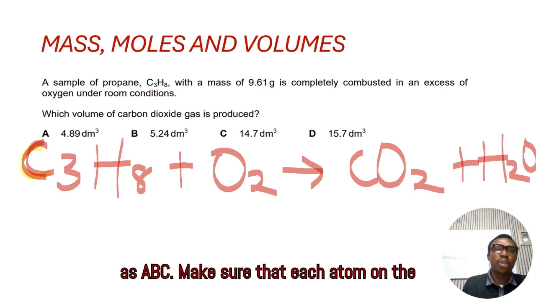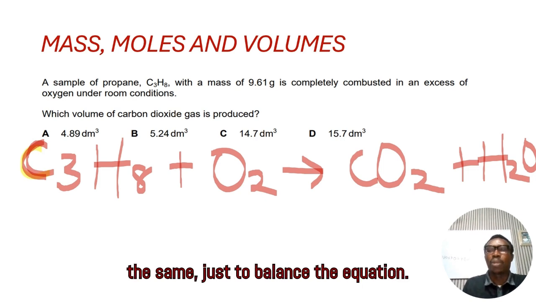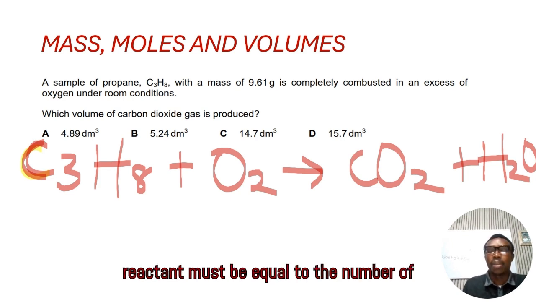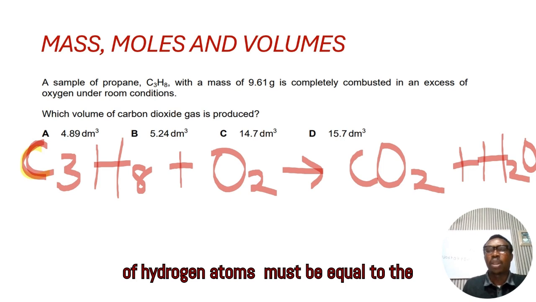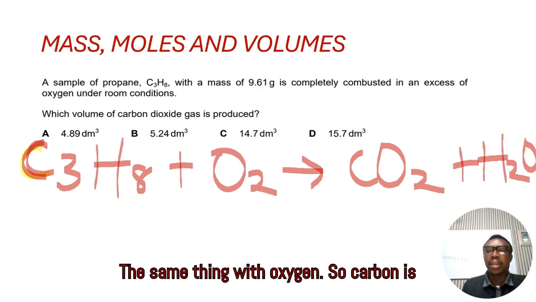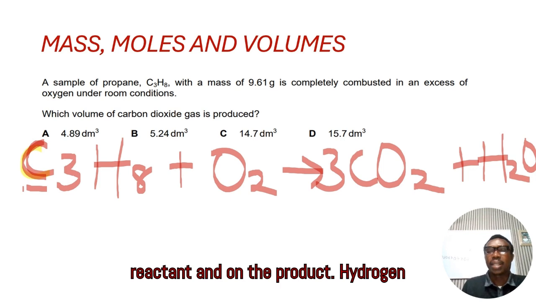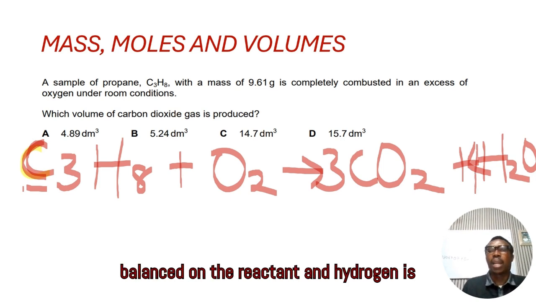Make sure that each atom on the reactant side and on the product side are the same, just to balance the equation. The number of carbon atoms on the reactant must be equal to the number of carbon atoms on the product. The number of hydrogen atoms on the reactant must be equal to the number of hydrogen atoms on the product. The same thing with oxygen. So carbon is 3 here, so we'll put 3 here. Carbon is balanced, 3 on both the reactant and the product. Hydrogen is 8 here, but hydrogen is 2 here, so we'll put 4 here. So hydrogen is balanced on the reactant and on the product.